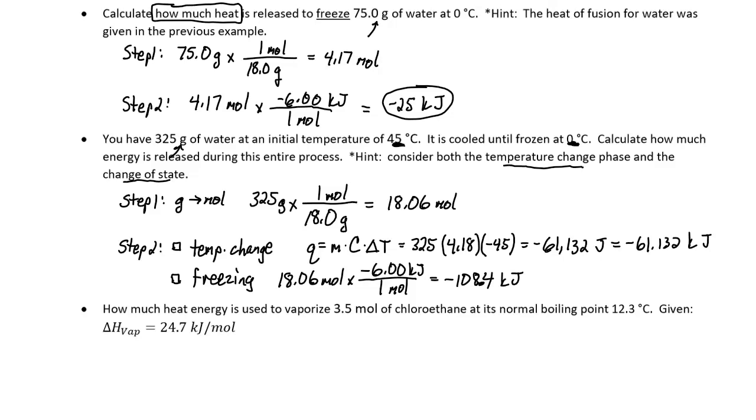There's just enough room left on the screen for the total. We need to add together this amount of heat and this amount of heat. The negative 61 kilojoules is the heat lost while the temperature is decreasing down to 0, and the negative 108 kilojoules is the heat lost in the process of turning the liquid into the solid water. If we add these together, we'll get the total heat loss during this entire process. The result is negative 169.5 kilojoules.